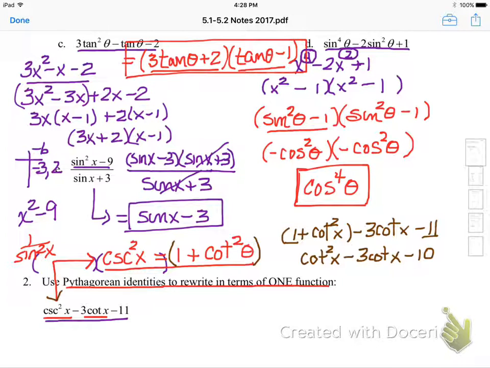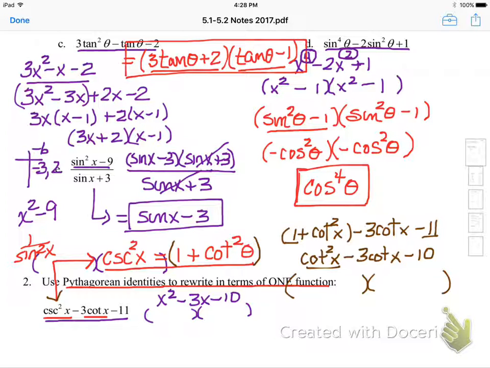Now that I have everything in the same variable, I'm going to be able to factor it. And again, if you are struggling with this factoring and you can't do it in this way, then you want to come back over here and write x squared minus 3x minus 10, and go back to algebra 2 and factor that. But I would think that this is going to get easier for you, that you should be able to do this without having to do that algebra step.